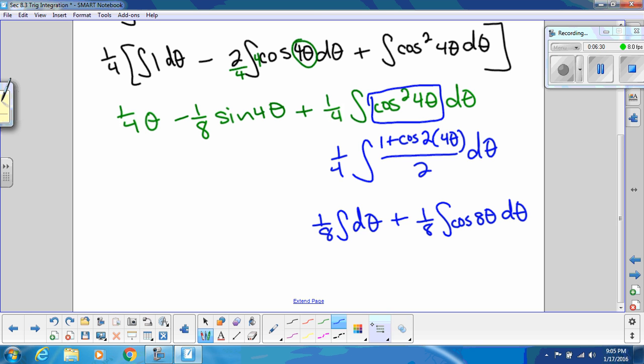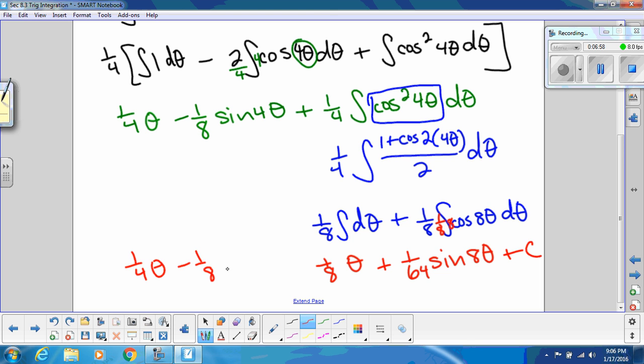And then again, when I integrate this one, I get just theta. And then over here, I need an 8 in front, so we compensate with another 1/8. So that's going to be a 1/64th sine of 8 theta plus c. All of this other stuff gets brought down, so I have 1/4 theta minus 1/8 sine of 4 theta plus the rest of that.